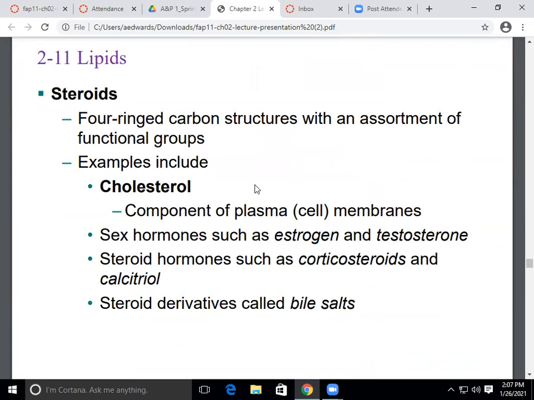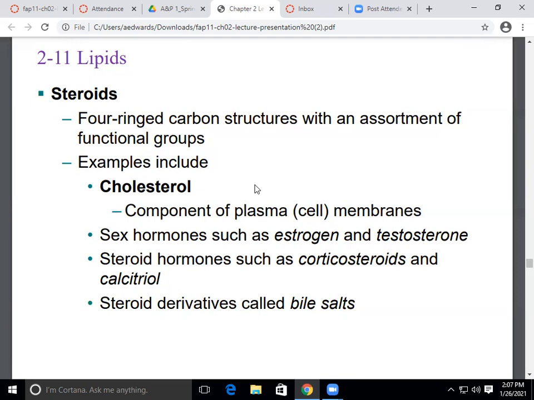All right. Then we have the steroids. The steroids have this characteristic structure. They have 4 rings. If you see a structure that has carbon atoms arranged in 4 rings, it doesn't really matter what the other functional groups are. If you see the 4 rings, it's a steroid. A classic example of a steroid is cholesterol.